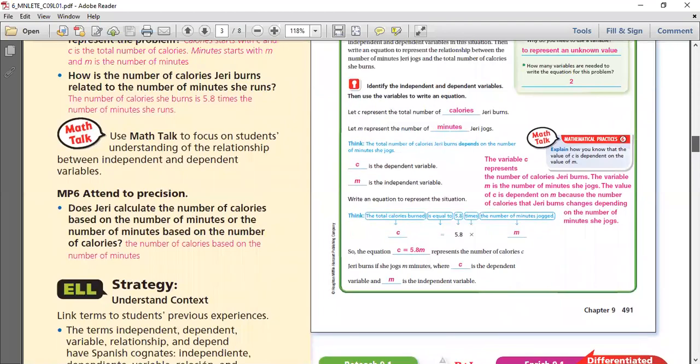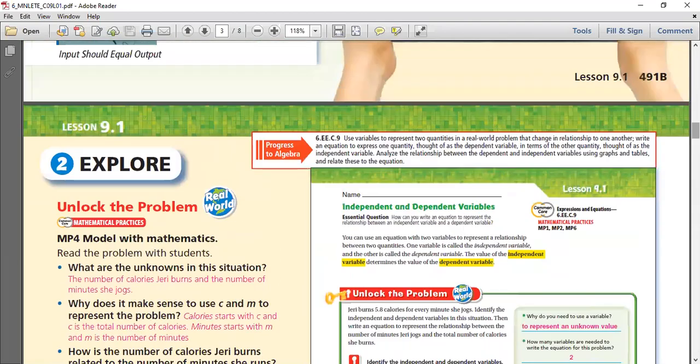I want you to open page 491 in your books, and this is going to be your lesson for today and also for tomorrow. So the lesson's name is independent and dependent variable. Now before I explain the lesson, let me first tell you what is the meaning of independent and what is the meaning of dependent. See, independent means you don't need anyone's help. For example, if you're doing your homework independently, it means no one is helping you. Okay, dependent means yes, you need someone to help you.